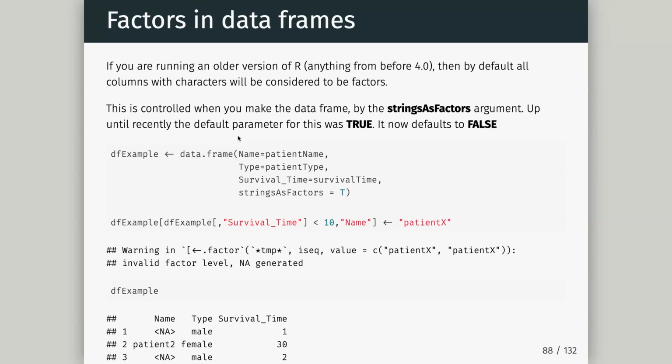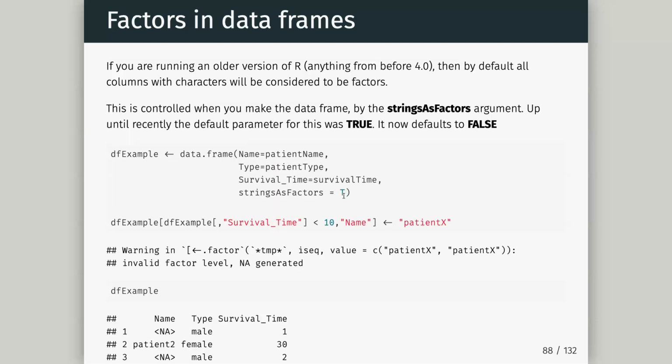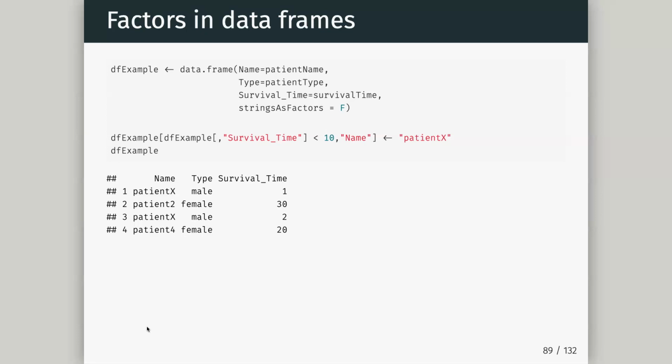So in this case, even the name column got turned into a factor, which makes no sense because every single value would be different within it. There's no point in it being categorical. So now R lets you choose this, and by default it's set to false. If I create the same data frame again and replace two of these names with, say, patient X, that will work fine. But if I set stringsAsFactors to true, anytime it sees a column with any strings in it, it's going to make it into a factor.